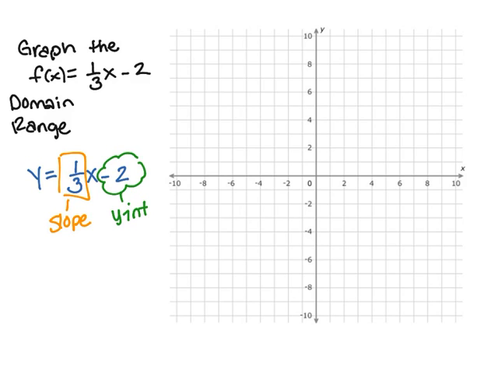So I would place my point at -2 on the y-axis. And then up from that point, I would go up one line. And then I would go to the right 3 lines. 1, 2, 3. So your next point would be there.